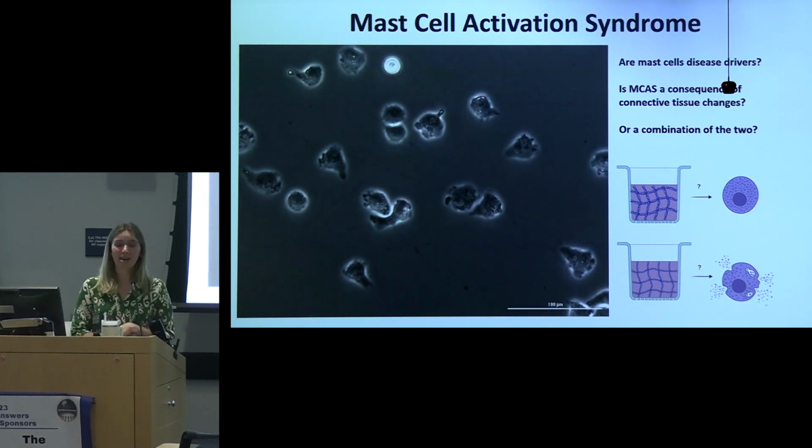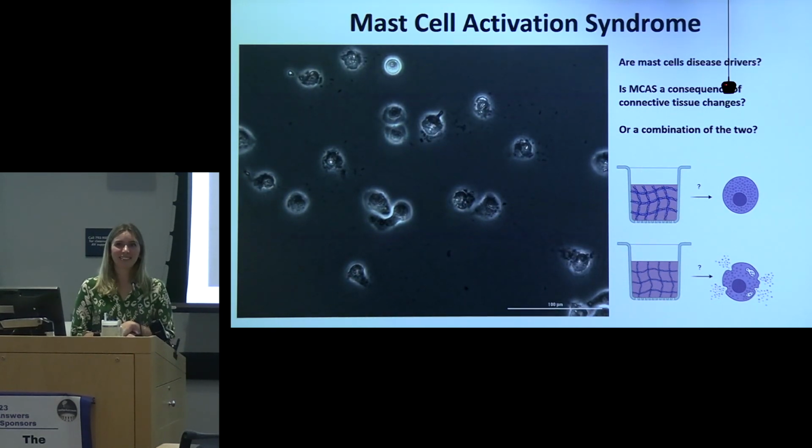But here is a video of mast cells degranulating for you. And there they go. So that's actually what's happening inside you when you have hives and maybe can't breathe. If anyone has asthma, that's also happening inside you.